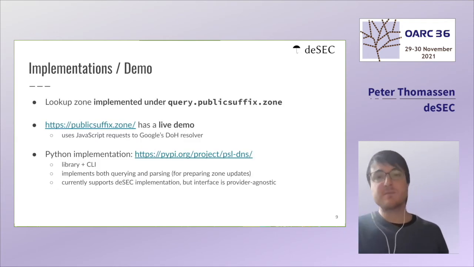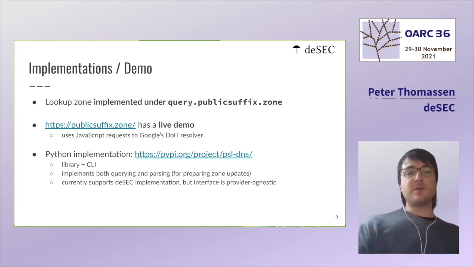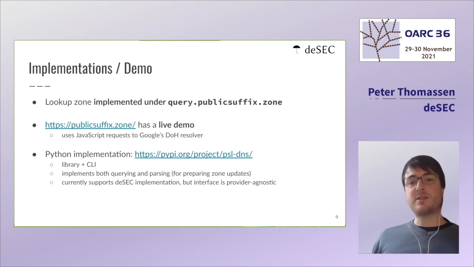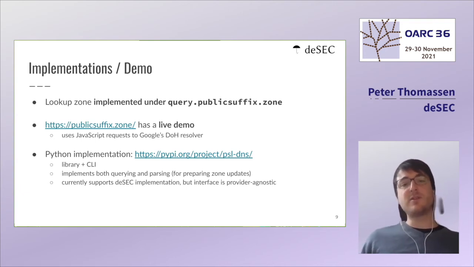We implemented this under query.publicsuffix.zone, so you can try out these things with dig yourself if you like. We also have a website on publicsuffix.zone, which has a live demo. It's just a form that sends JavaScript requests to Google's DoH resolver and displays the PTR answer on the page. And there's a Python implementation. It has a library and a CLI for both doing lookups and interpreting things accordingly and showing the text records if you're interested.